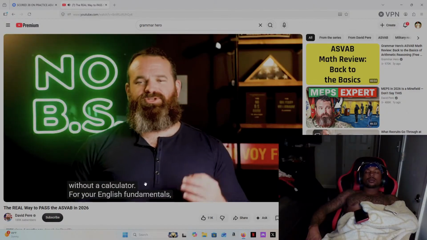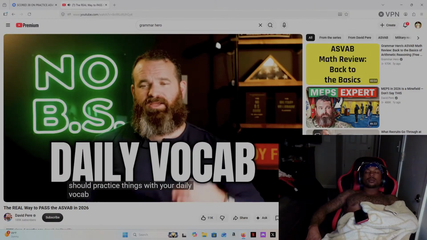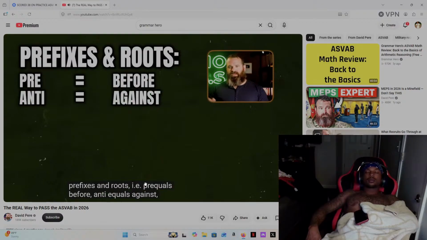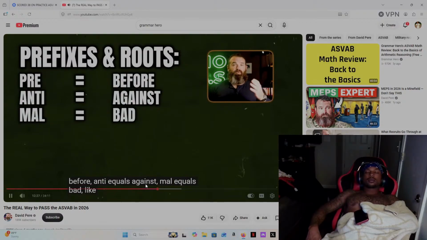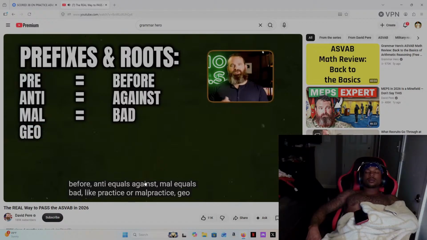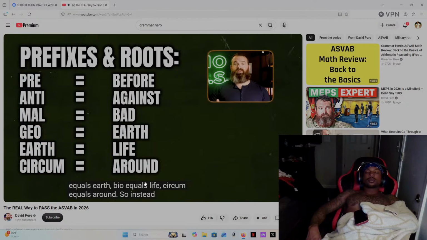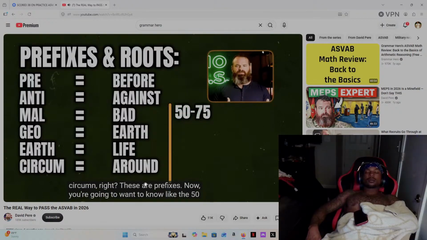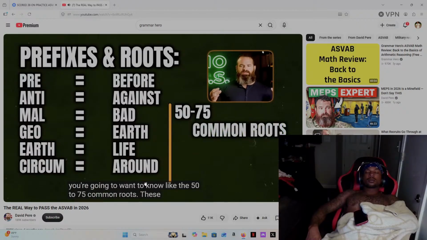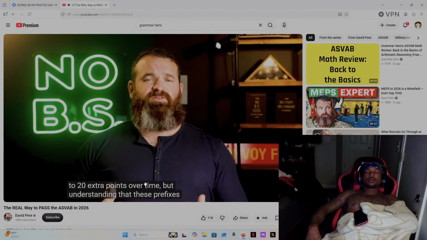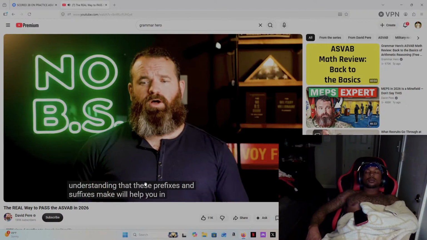For your English fundamentals, you should practice with your daily vocab, really focusing on learning prefixes and roots, i.e. pre equals before, anti equals against, mal equals bad, like practice or malpractice, geo equals earth, bio equals life, circum equals around. So instead of navigate, circumnavigate, right? These are prefixes. Now you're going to want to know the 50 to 75 common roots. These are worth 10 to 20 extra points over time, and understanding these prefixes and suffixes will help you in the long run on this test.